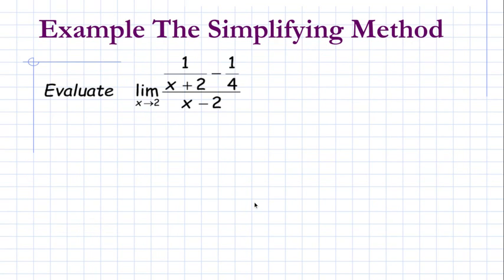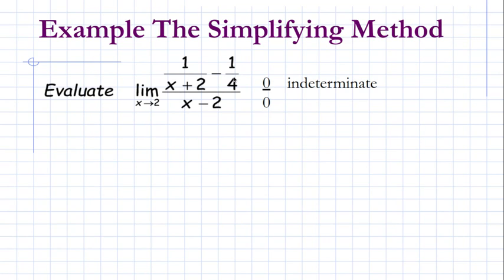Okay, so the next example is the one with complex fractions. So here we've got the limit as x goes to 2 of 1 over x plus 2 minus 1/4, all over x minus 2. So if we start with our direct substitution, we could plug 2 in. We get 1/4 minus 1/4, which gives us 0. Plug 2 in here. 2 minus 2 is 0. So again, we're getting that 0 over 0, which is our indeterminate form. You always have to start with this first step.